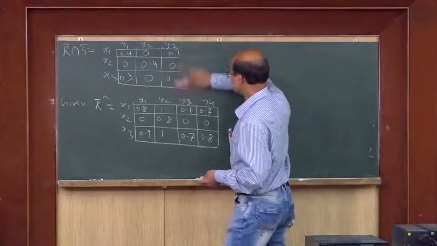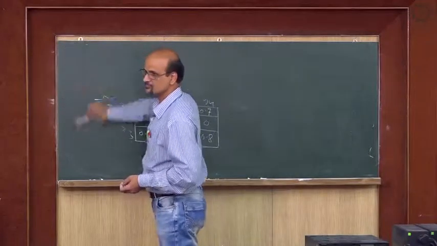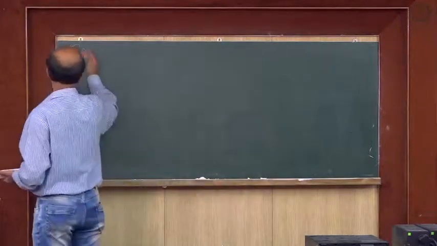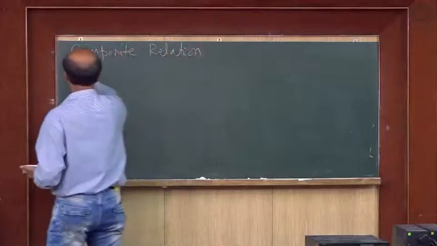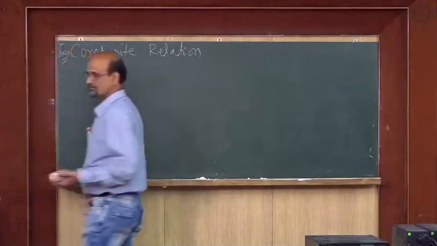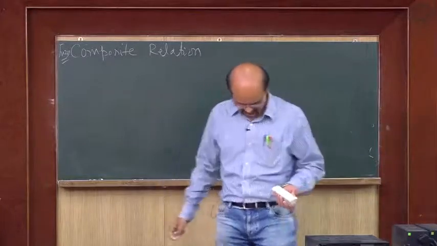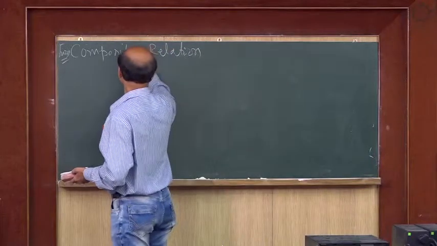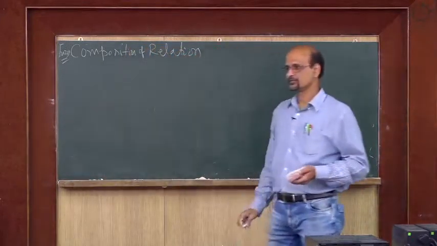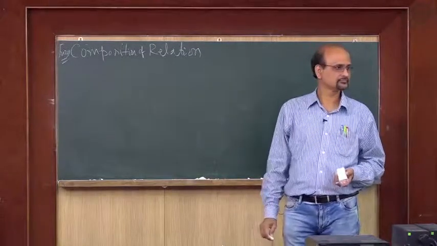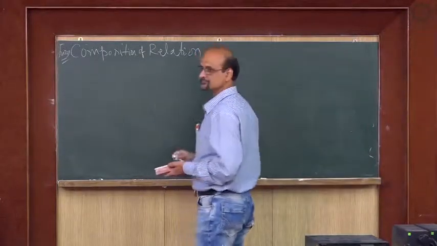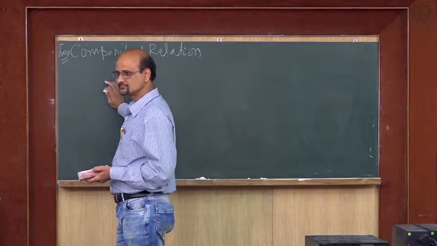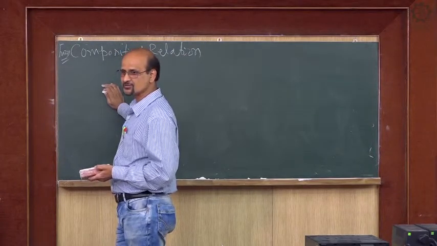As you know, in crisp relations, the composite relations, remember? I am doing the fuzzy composite relation directly. What was that? Composition, or composite of relations. What was that in crisp set theory? Composition of relations means what?